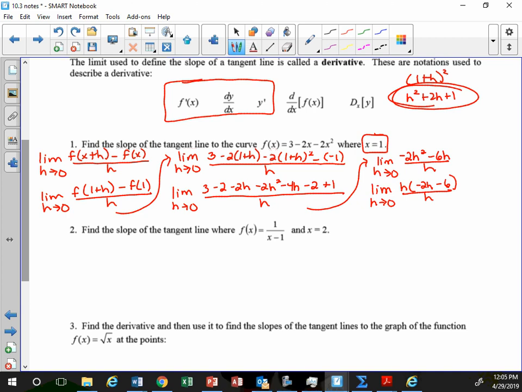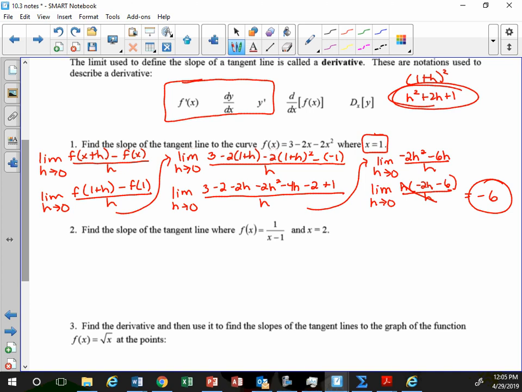What happens then? Get rid of those. Can I plug the 0 in now? Yes. What do I get? Negative 6. Okay. The actual calculus derivative part of this is not hard. It's just very tedious algebra getting you to the end.